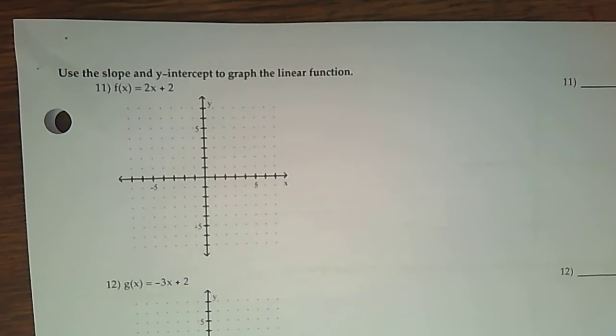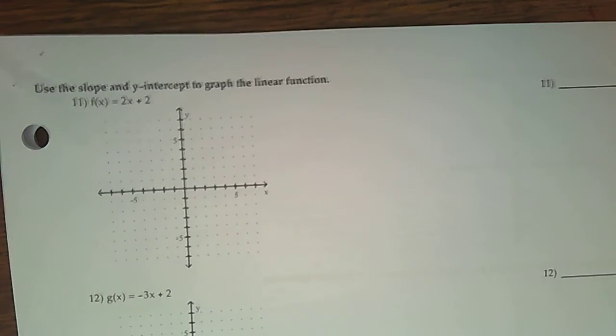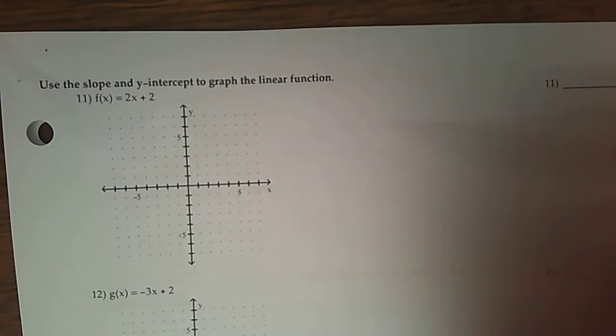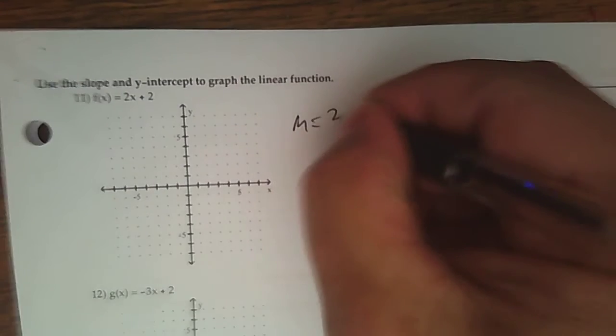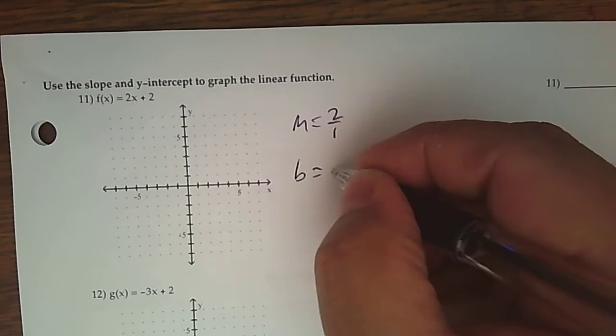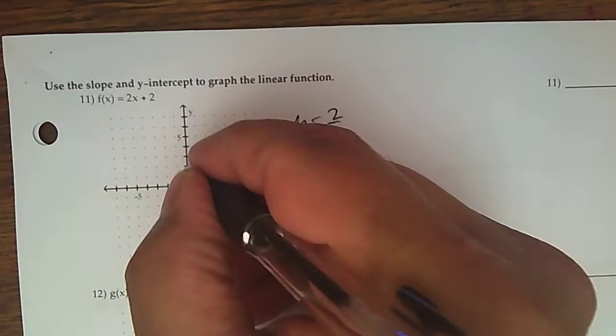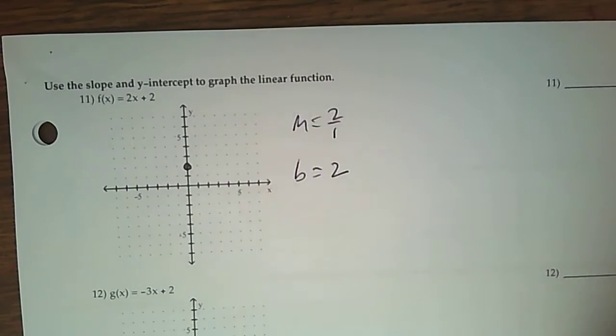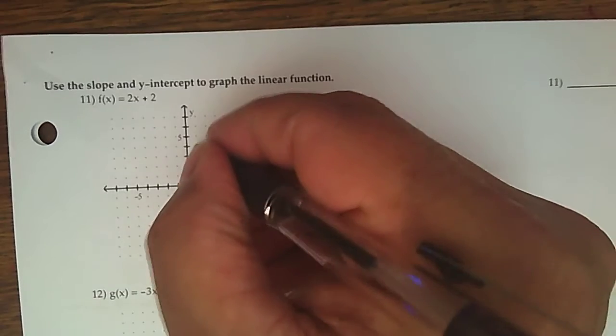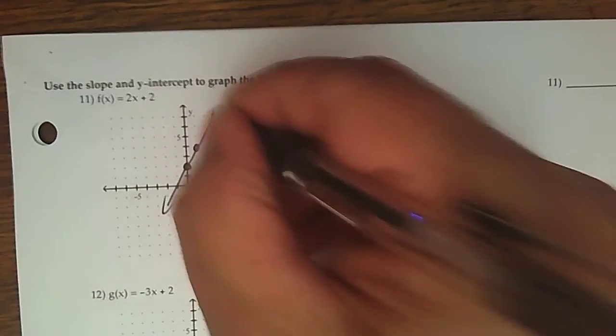Some graphing. You know how to graph a line? Yep. So 2x plus 2, how would you graph that? Understand the slope is 2, and because it's graphing, it's probably helpful to have a fraction. And the y-intercept is 2. So you start at the y-intercept and then follow the direction, which is up 2 and to the right 1, and then draw your line.